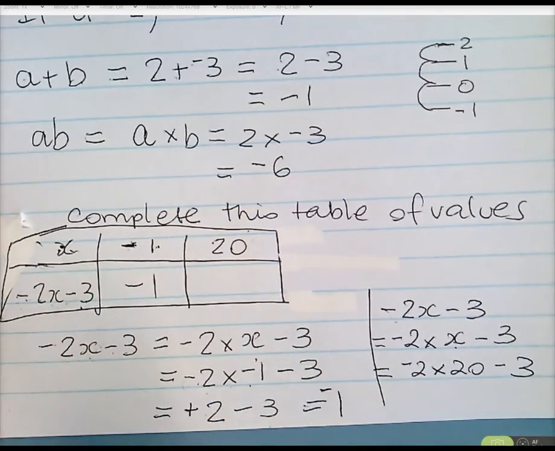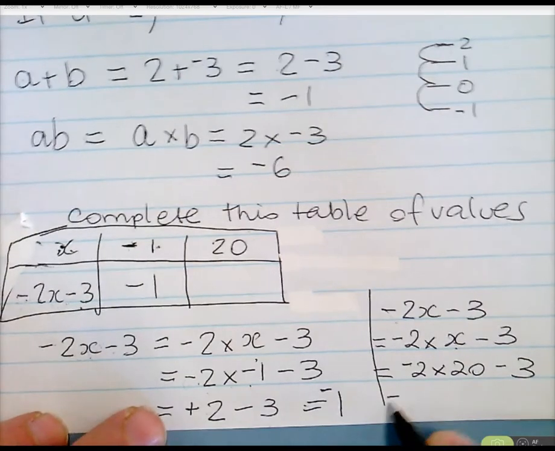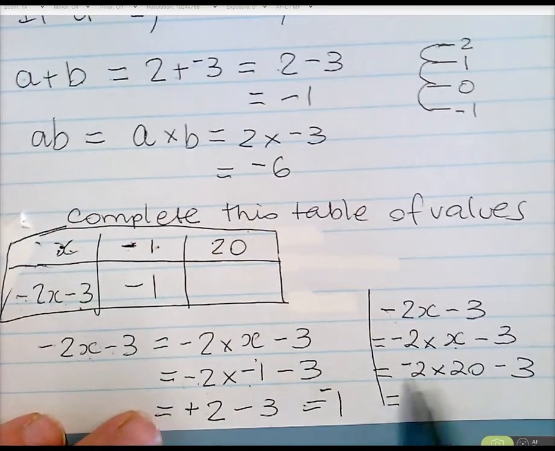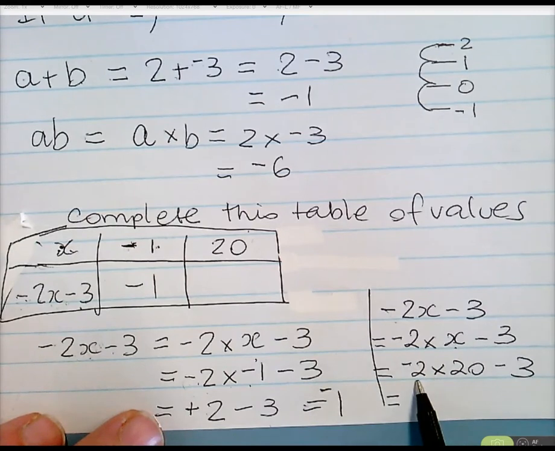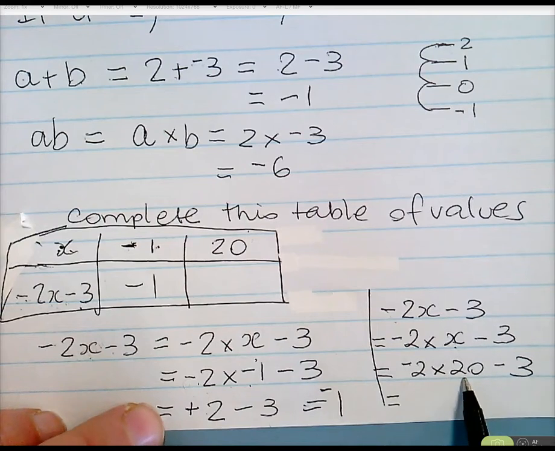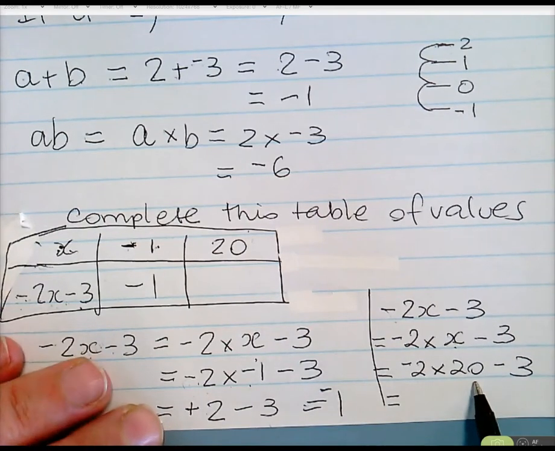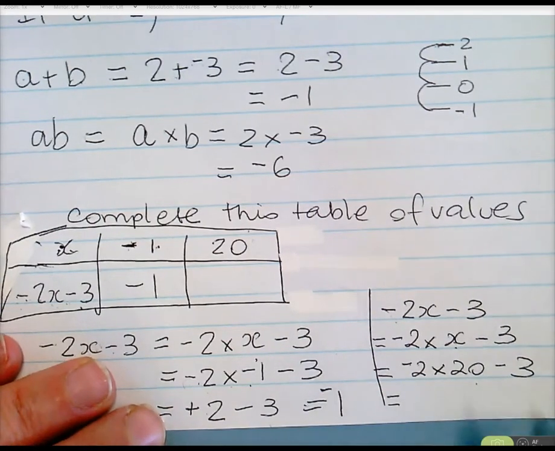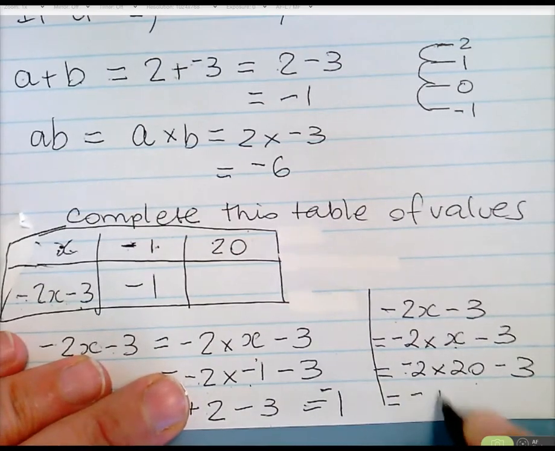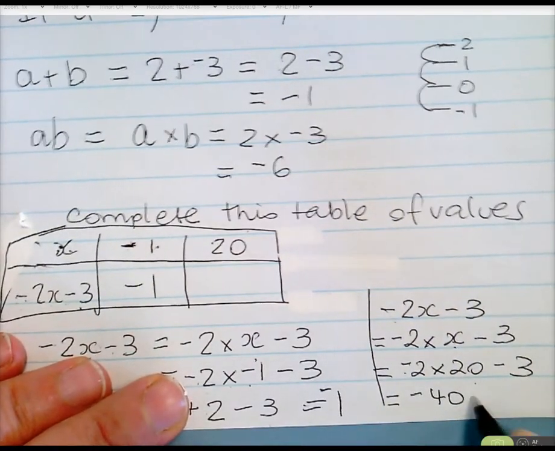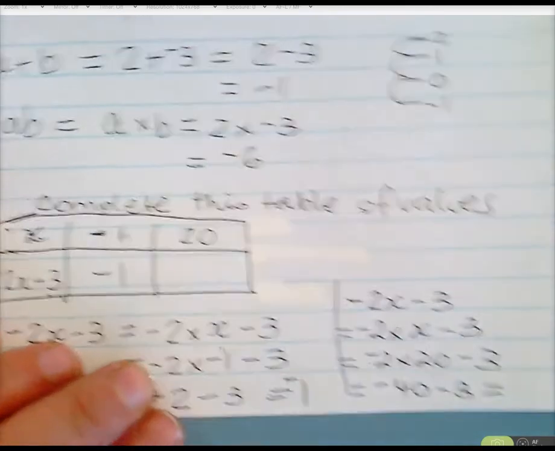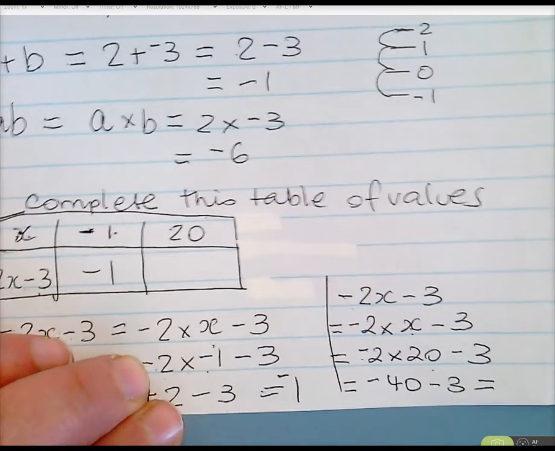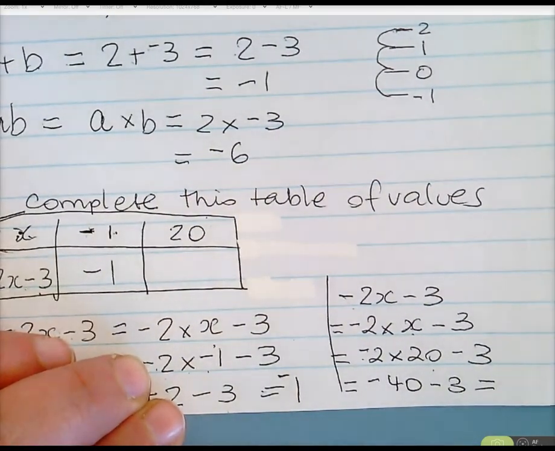Girls, you know you can use your calculator. All right, you can. So that's a negative 2. Negative 2 times 20. What's 2 times 20, girls? 2 times 20 is 40, but negative 2 times 20 is negative 40. Take away 3. Now, what that means is I'm going down 40 and down another 3.